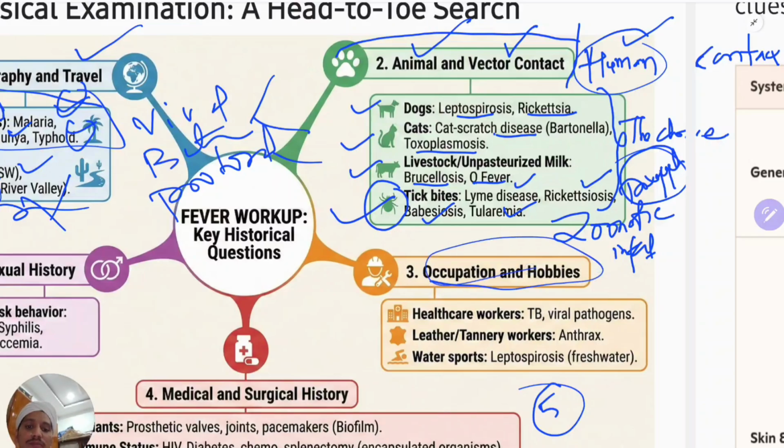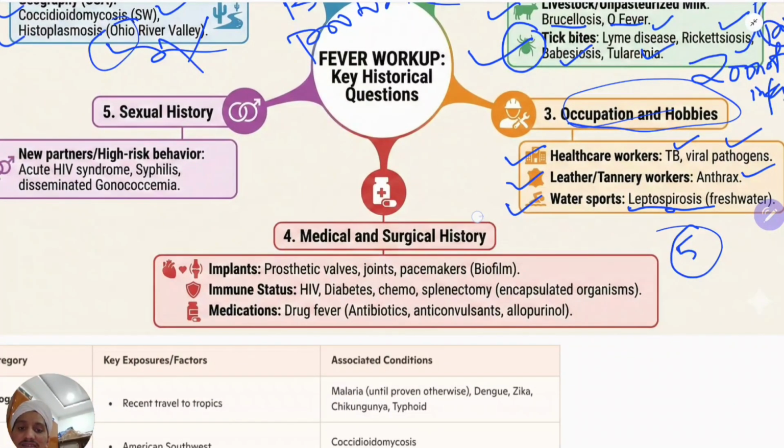Then second, what about occupation and hobbies? Healthcare workers are at risk for tuberculosis and viral infections. Leather and tanning workers are at risk for anthrax. Water sports, like swimming, put them at risk for leptospirosis. So that's important: healthcare workers, water sports, and leather and tanning workers. That's about occupation and hobbies.